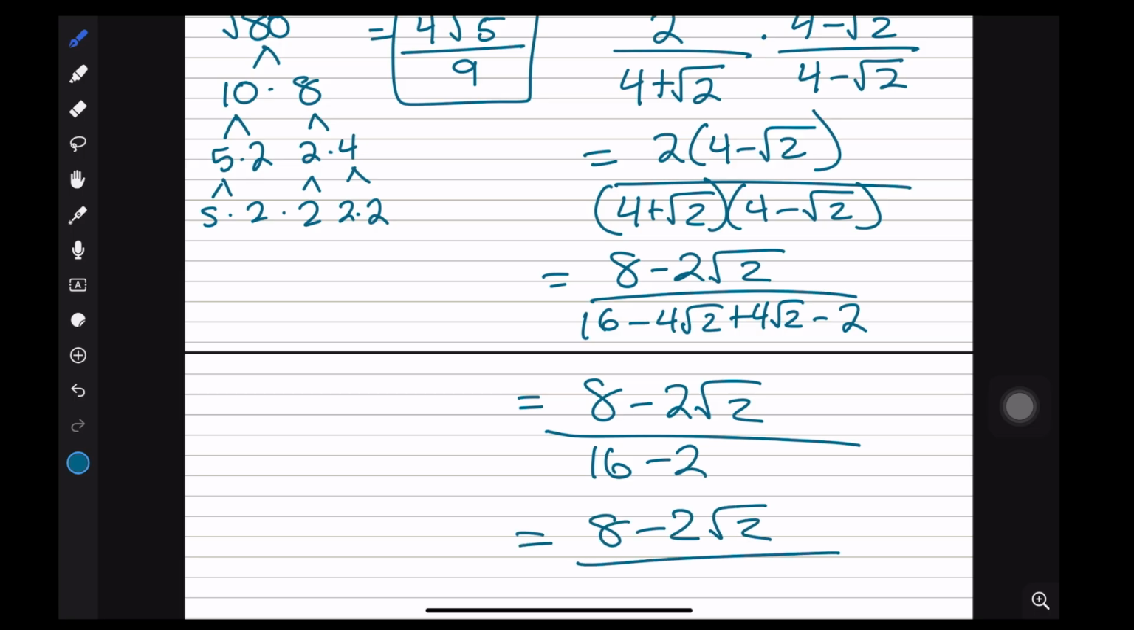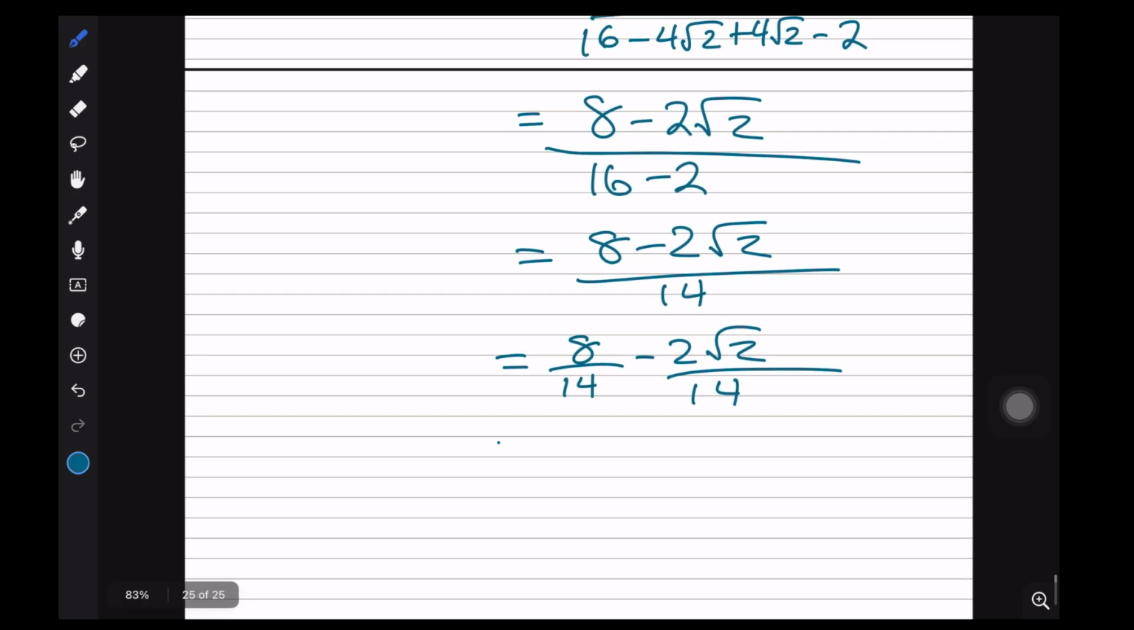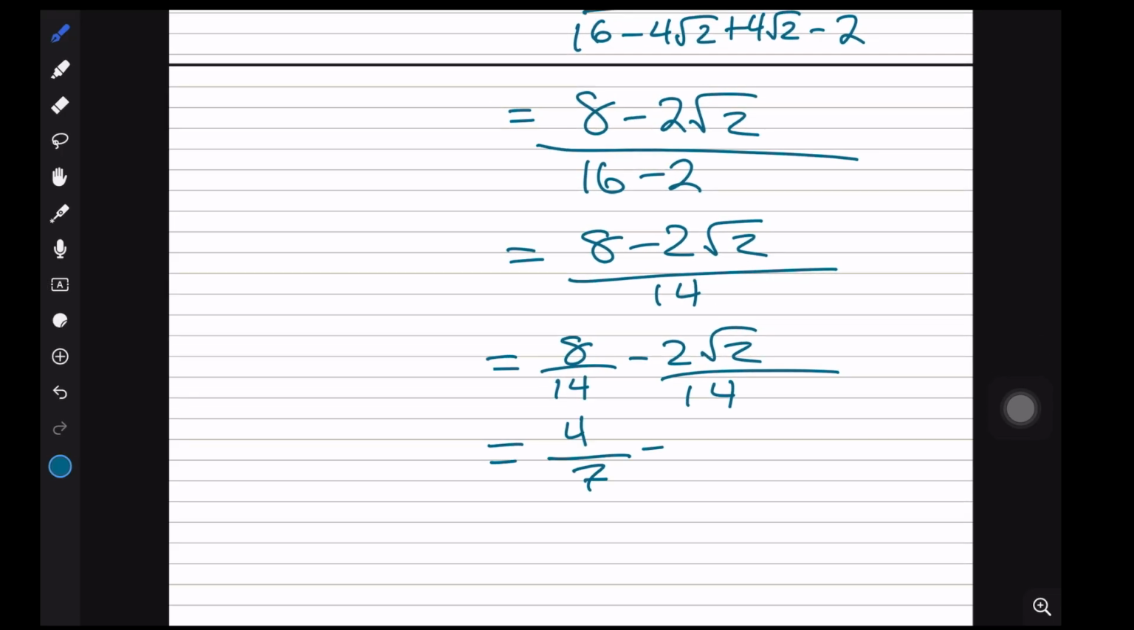So you get 14. And now separating those two things, we have 8 divided by 14 minus 2 square root of 2 divided by 14. Simplifying, we get 4 over 7 minus square root of 2 over 7. So combining them, we get 4 minus square root of 2 divided by 7. And that's your final answer.